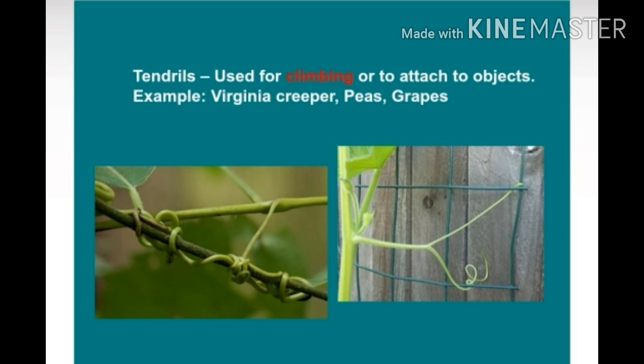Now, leaves of some plants are modified to give support to the plants by forming tendrils. Generally, climbers have tendrils that help them to climb. For example, garden pea and grapevine have tendrils. These tendrils help these plants to climb up.